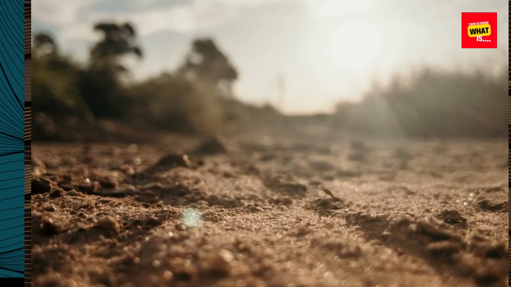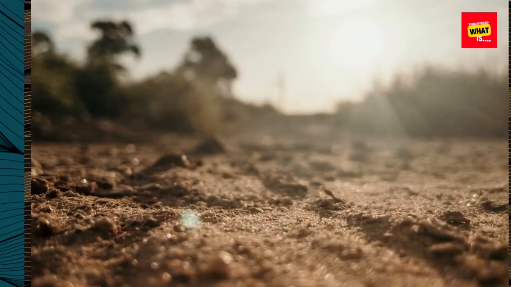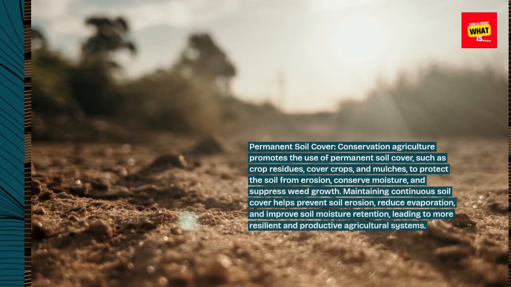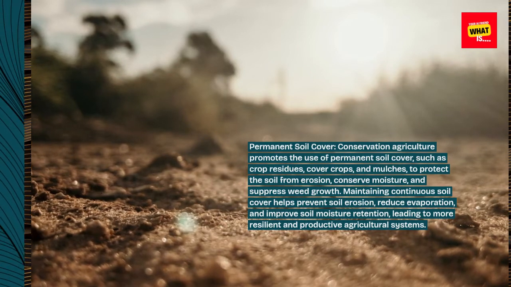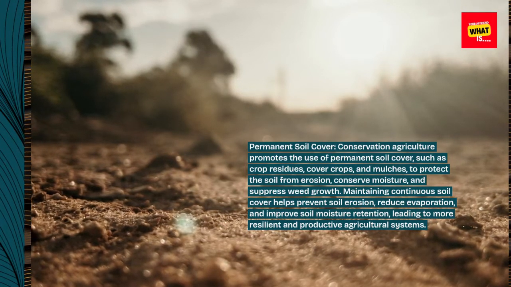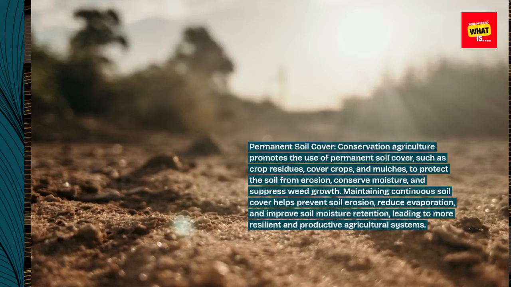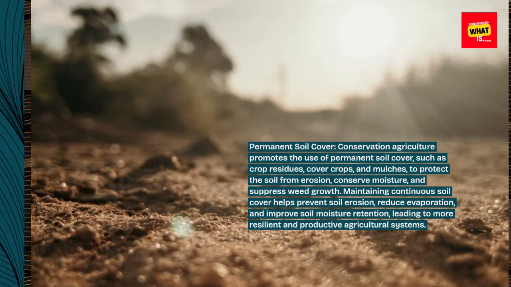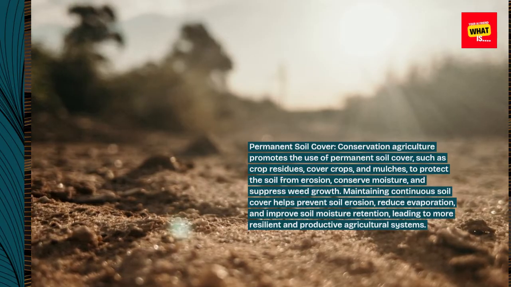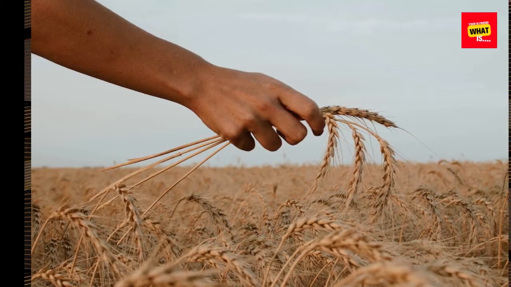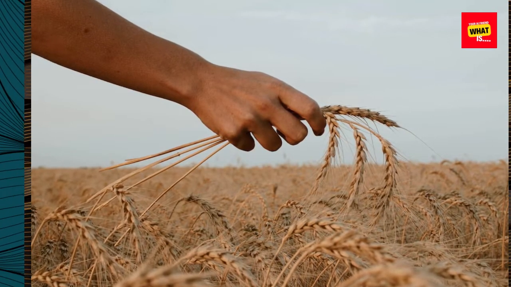Permanent soil cover. Conservation agriculture promotes the use of permanent soil cover, such as crop residues, cover crops, and mulches, to protect the soil from erosion, conserve moisture, and suppress weed growth. Maintaining continuous soil cover helps prevent soil erosion, reduce evaporation, and improve soil moisture retention, leading to more resilient and productive agricultural systems.